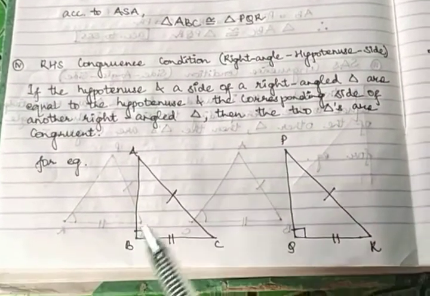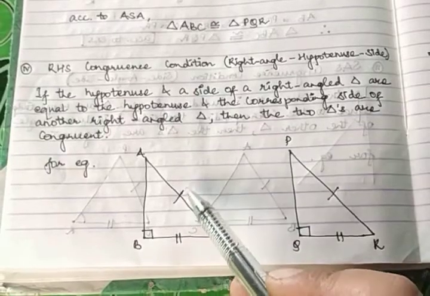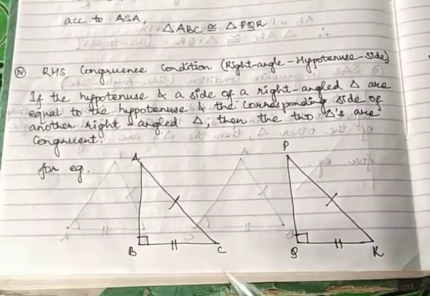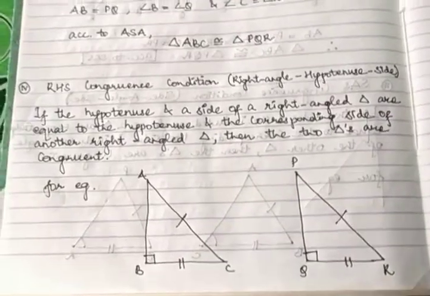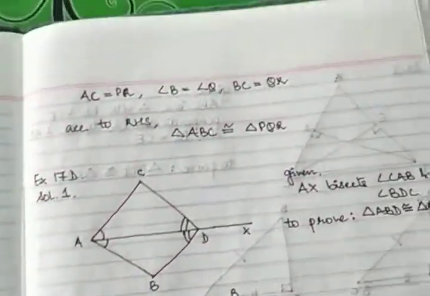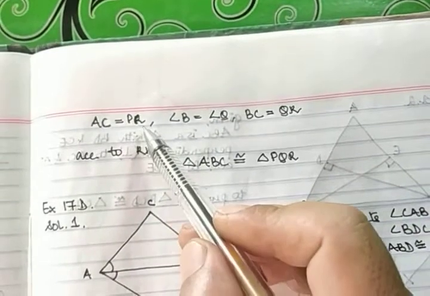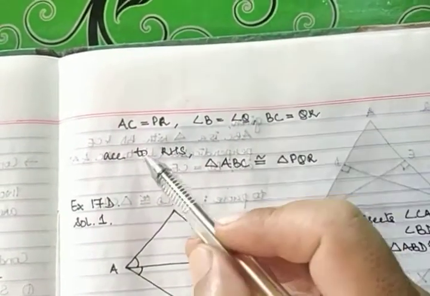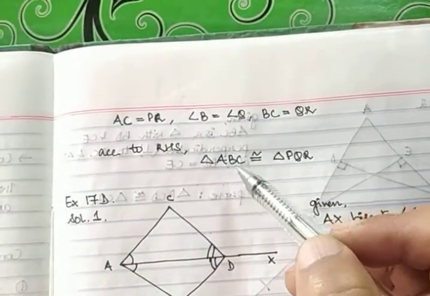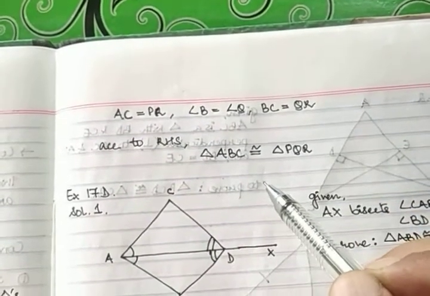Okay, so according to the figure, AC equals PR, the hypotenuse I have given equal, BC equals QR, the base also I have given equal, 90 degrees. Okay, now simply what can we write here? We can write that AC equals PR, angle B equals angle Q, that's 90 degrees, BC equals QR, and according to RHS, triangle ABC is congruent to triangle PQR.